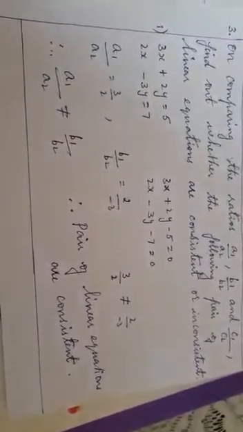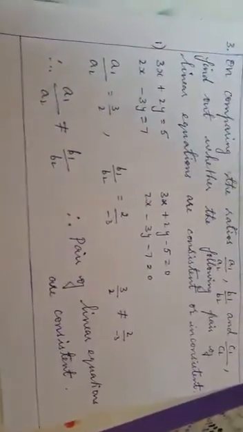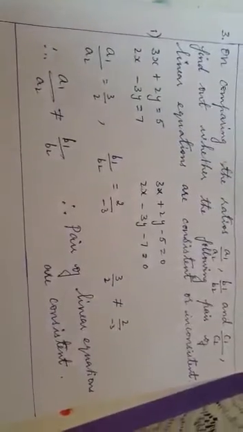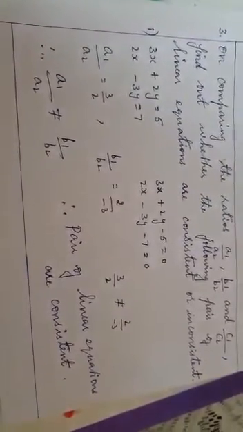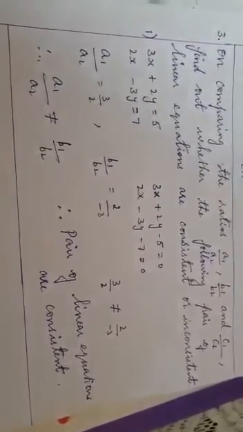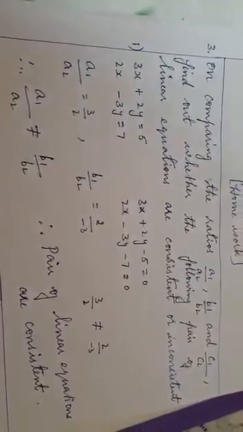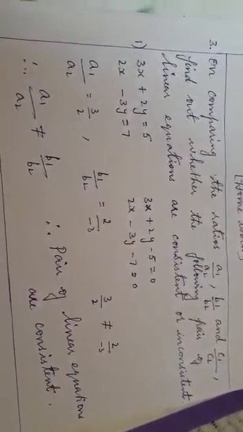Here a1 by a2 is equal to 3 by 2. b1 by b2 is equal to 2 by minus 3. Here again 3 by 2 is not equal to 2 by minus 3. This implies a1 by a2 is not equal to b1 by b2. Again it is a condition for intersecting lines. So we get that the pair of linear equations are consistent.